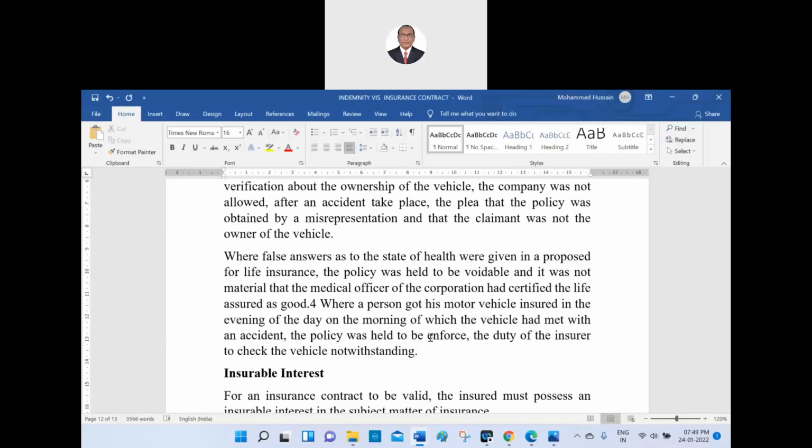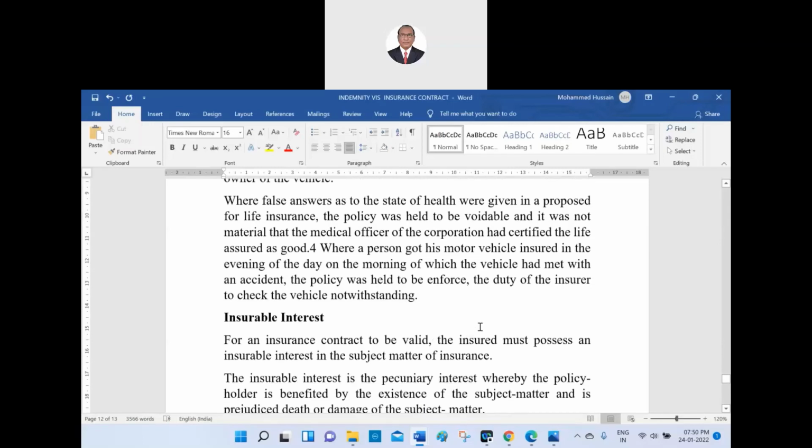The duty of the insurer to check the vehicle notwithstanding. So now the burden is on the insurance company to see whether the person who is insuring the vehicle is the owner of the vehicle or not. Are you following me?